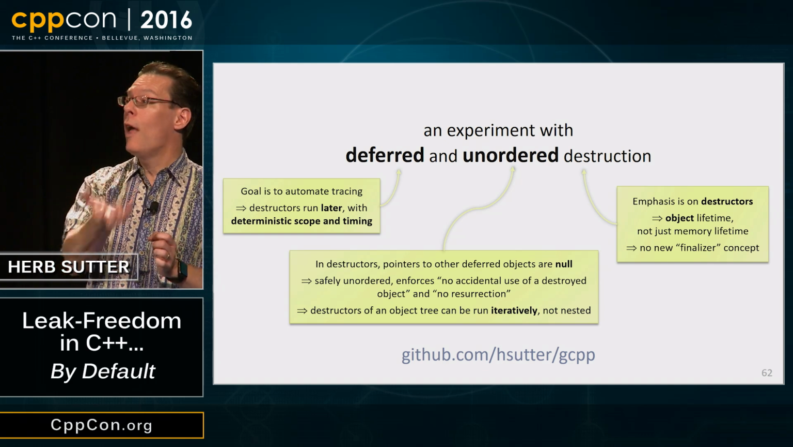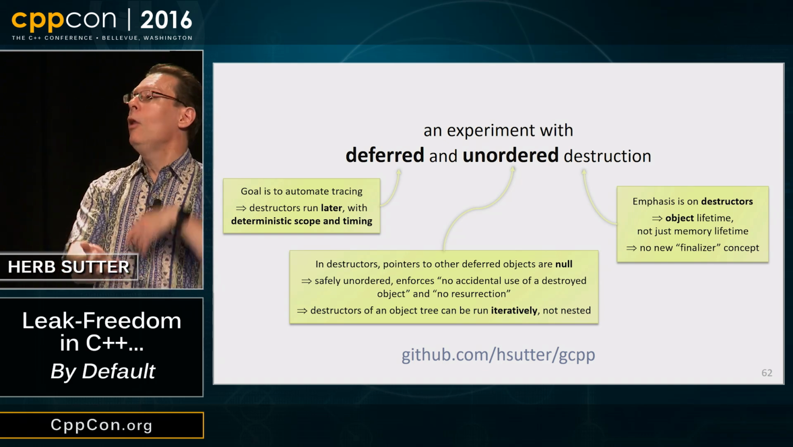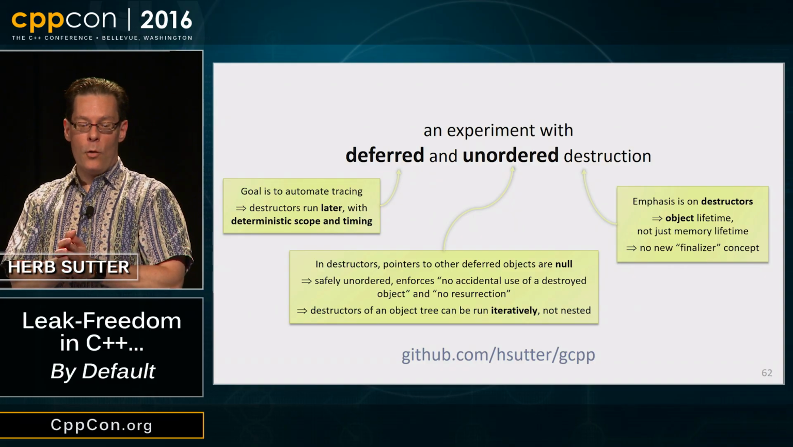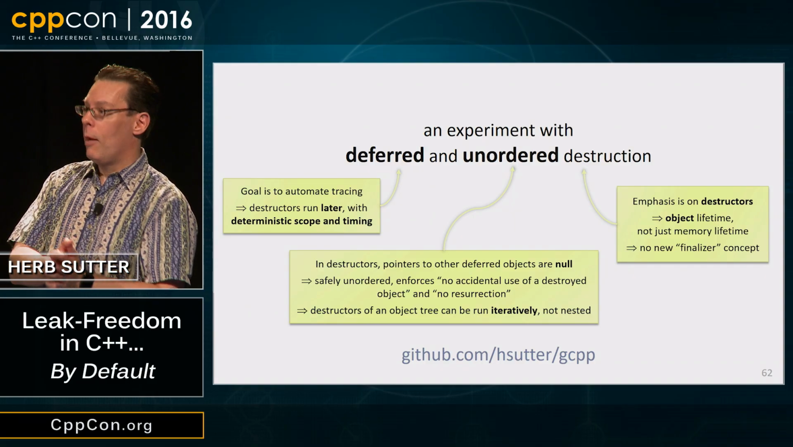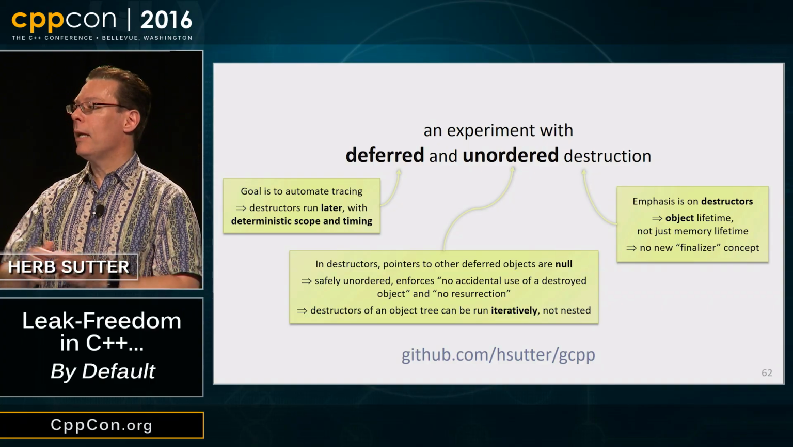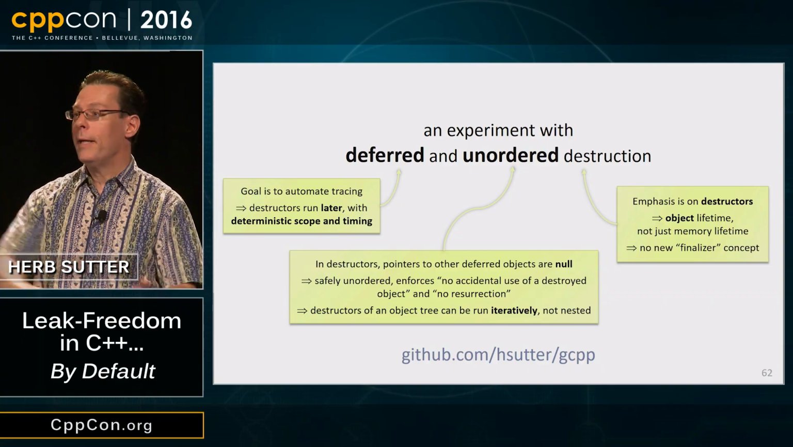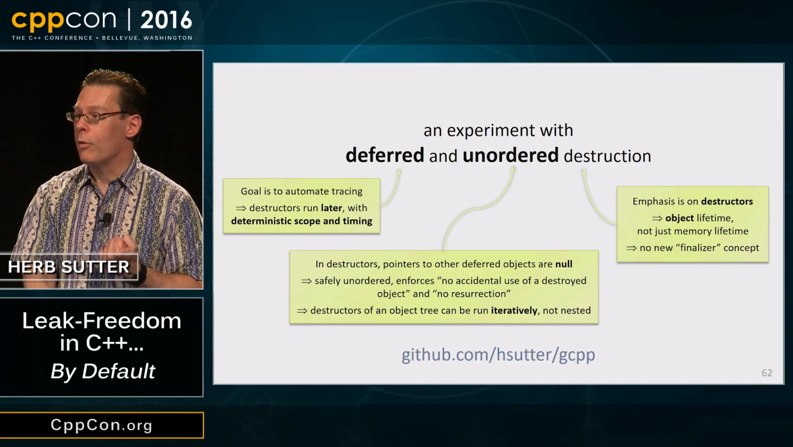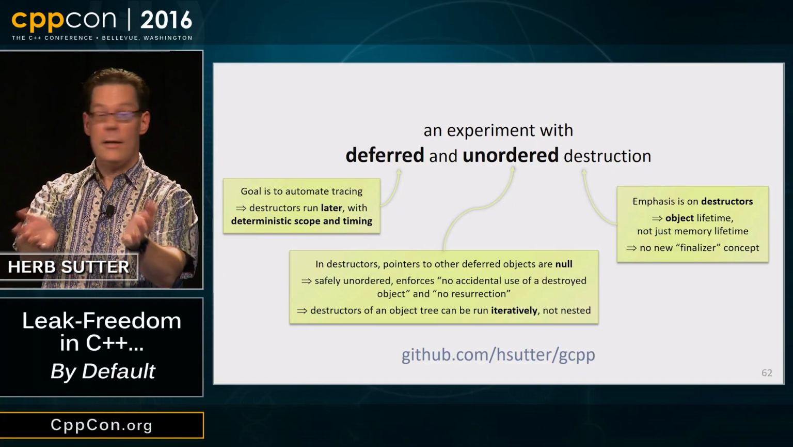That's the only difference, and it has nothing to do with any special destructors. It's just deferred pointer, the type, will be null when you're running your deferred destructor. That means you're not going to get accidental use of a destroyed object like you can get in other environments. You don't get resurrection or any of those kinds of ideas because it's impossible to make an object reachable again, because I take away your pointer before I destroy you.